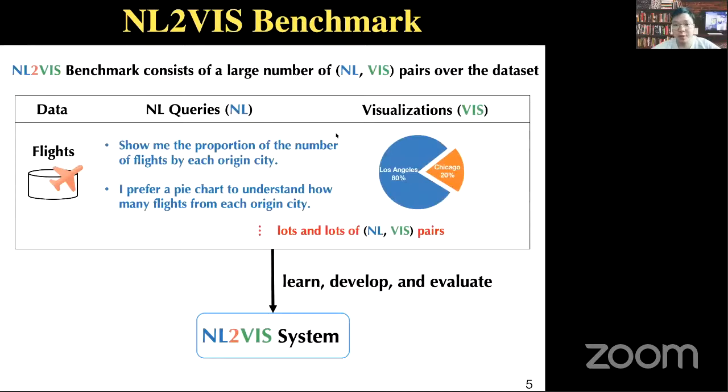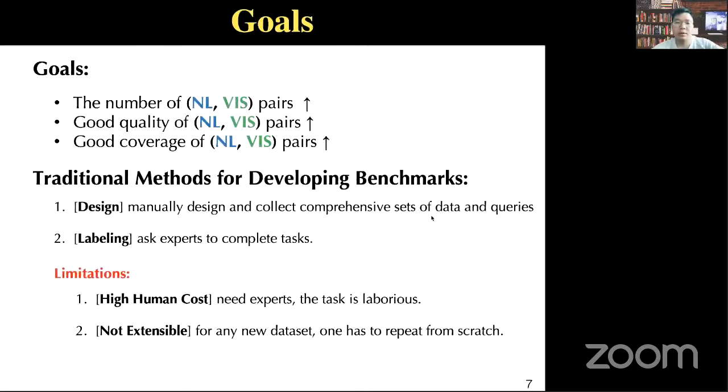What is an NL2VIS benchmark? An NL2VIS benchmark consists of a large number of natural language and visualization pairs over datasets. And we use NL2VIS benchmarks to learn, develop, and evaluate NL2VIS systems. Note that the visualization can be represented as Vega-Lite or another declarative language format. So, the goal in this work is to develop NL2VIS benchmarks that have a large number of NL-VIS pairs and have good quality and good coverage.